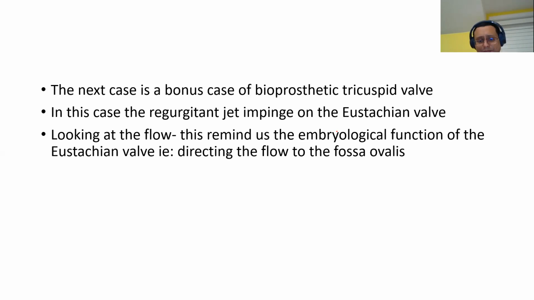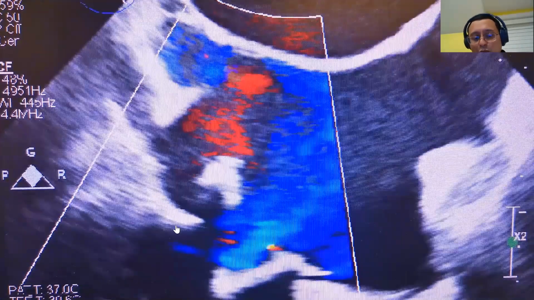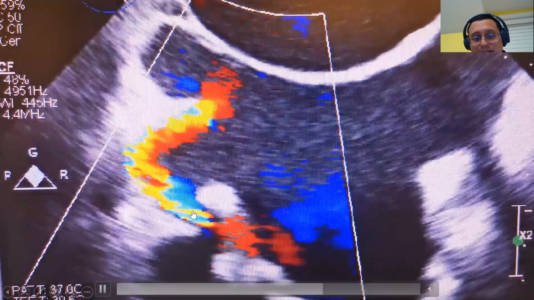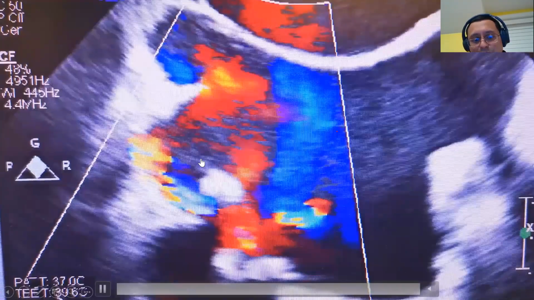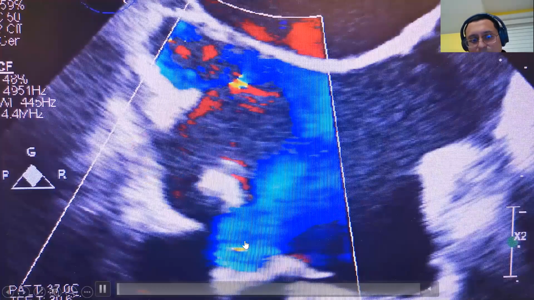So you can see here. So this is a bioprosthetic valve thrombosis. So that is the regurgitation. So that is your eustachian valve. So that is the bioprosthetic valve. That is the eustachian valve. That is the interatrial septum.